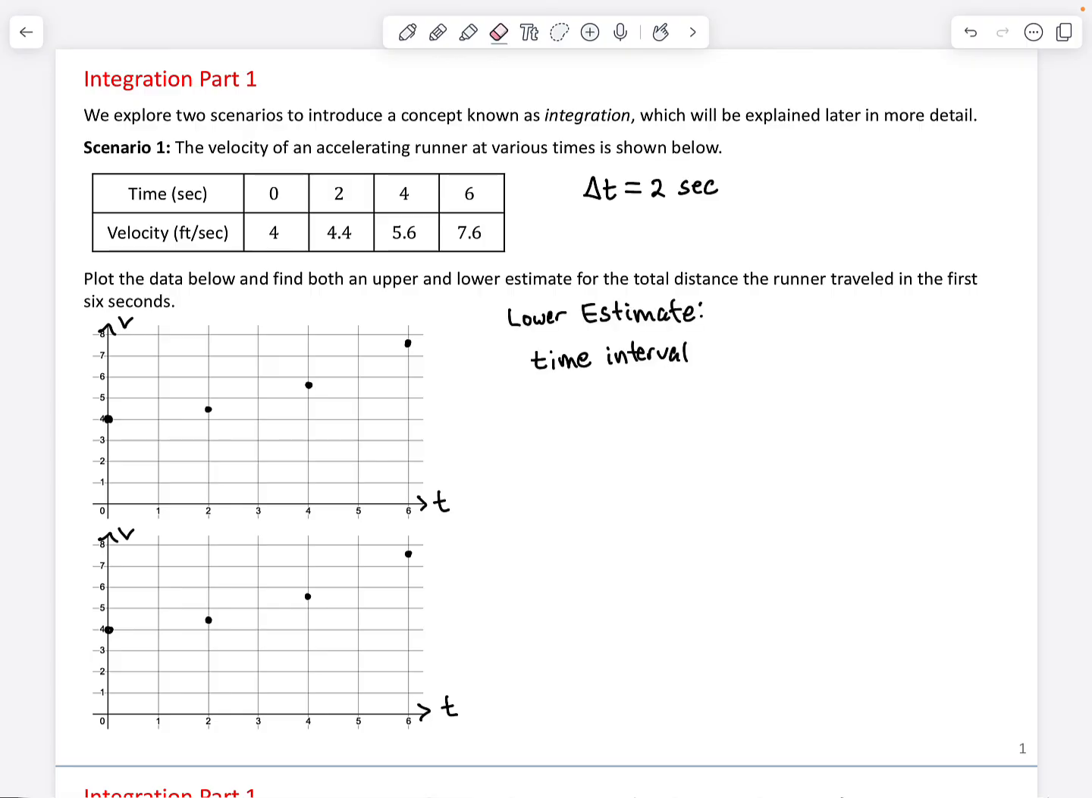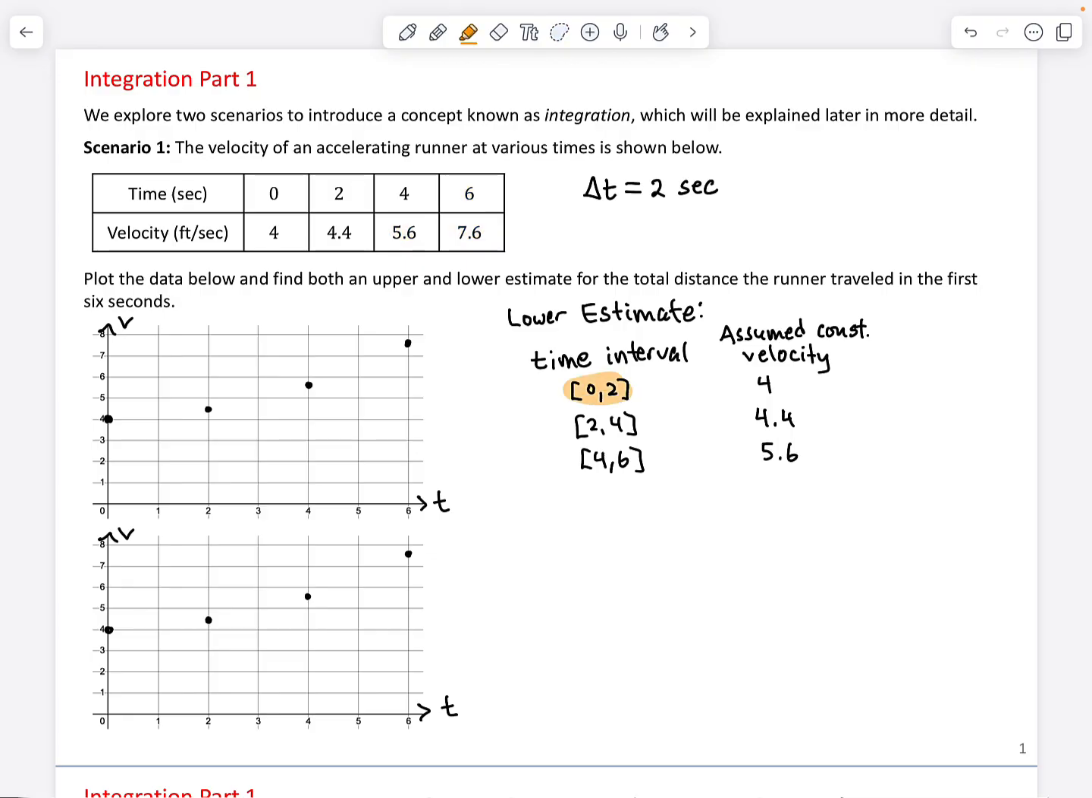There are 3 different time intervals here, from 0 to 2 seconds, 2 to 4 seconds, and 4 to 6 seconds. For each time interval, we're going to assume the velocity was constant. So if I look at the first time interval, we only have 2 points of data, but we will assume that over this time interval, the velocity was the lower of the 2 options. So we'll assume 4 feet per second on the first time interval. On the next time interval, the lower of the 2 velocities is 4.4. And on the final time interval, the lower of the 2 velocities is 5.6.